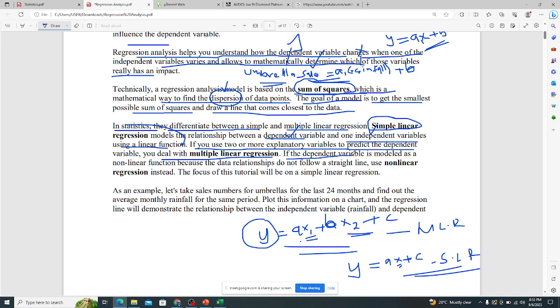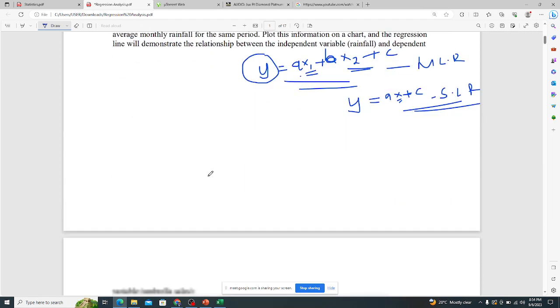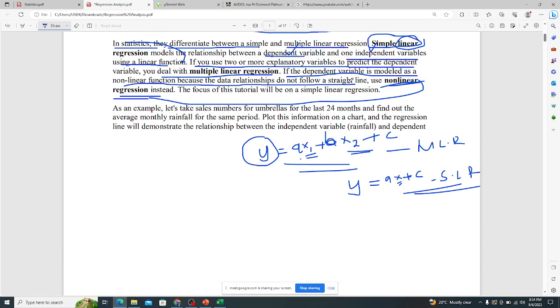If the dependent variable is modeled as a nonlinear function, because the data relationship does not follow a straight line, then it no longer becomes a linear relationship, and now it uses nonlinear regression instead. Or maybe you will have to convert it to a linear regression.